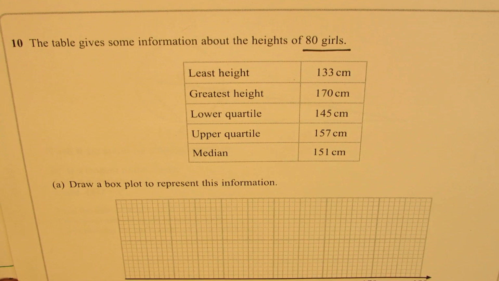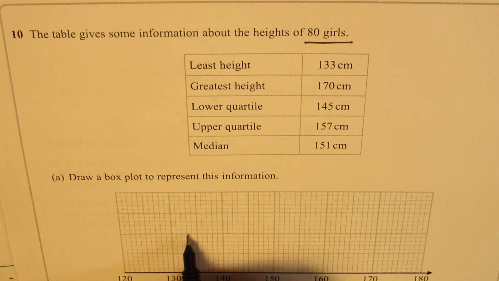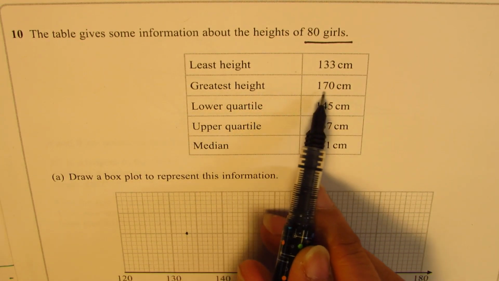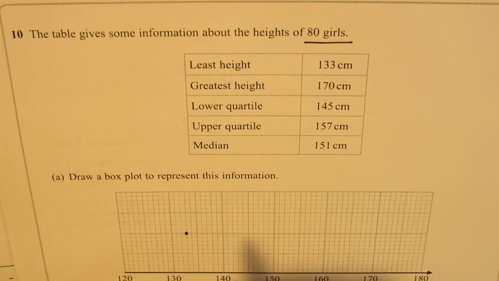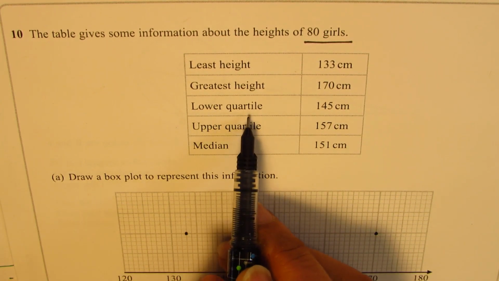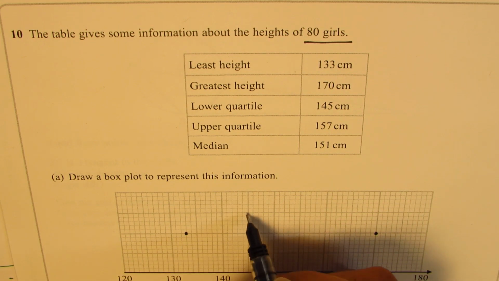Let me push this a bit. Okay. So 133 means 3 units. 1, 2, 3. So we get a point here. That is the least. Greatest is 170. So that's the least. Okay. 170 is the greatest. So that is 170. Lower quartile is 145. So 145 is the lower quartile.